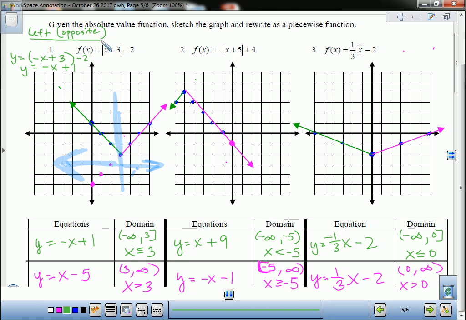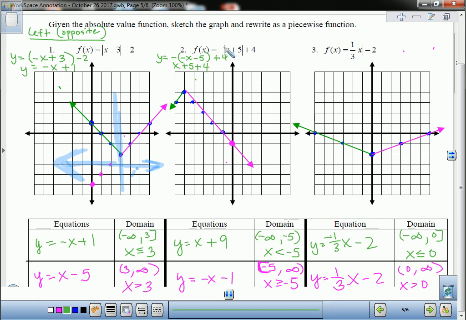All right, let's take a look at this one. If the left side gives us the opposite, let's do it. If we do the opposite of everything inside the absolute value, negative x minus 5, this negative makes all of that positive. And what is 5 plus 4? 9. What do we get? That's what we got.